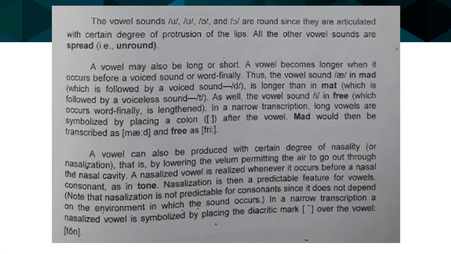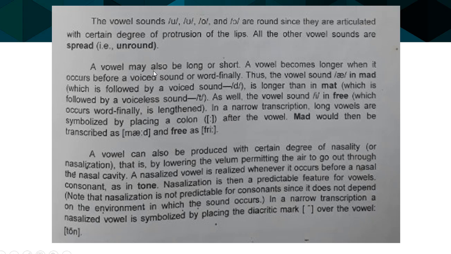Here we have another theory, okay? The vowel sounds [u], [ʊ], [o] and [ɔ] are round since they are articulated with a certain degree of protrusion of the lips. All the other vowel sounds are spread, okay? When you pronounce the word "oh," you can notice that your lips are rounded. The other ones, all of the other ones, are unround, okay?